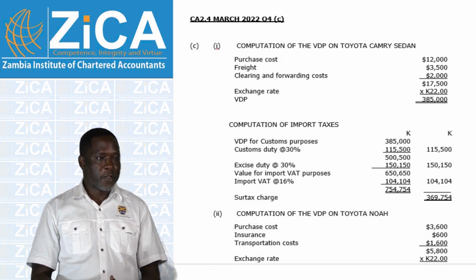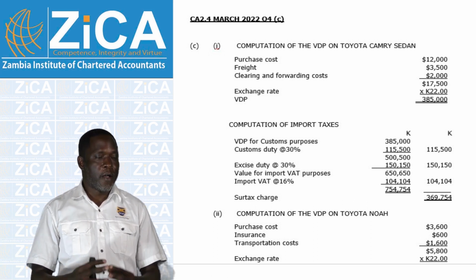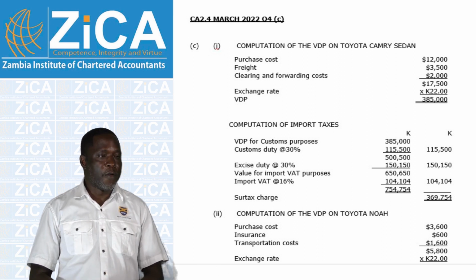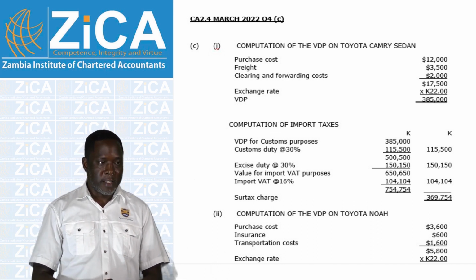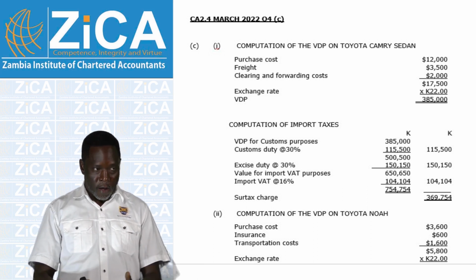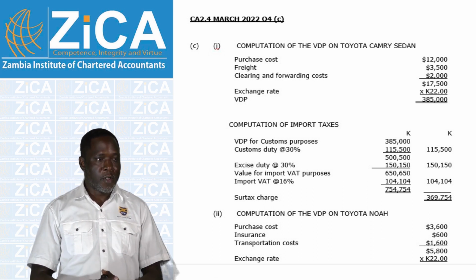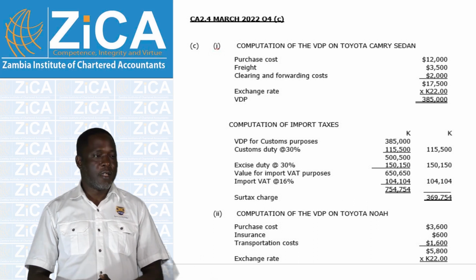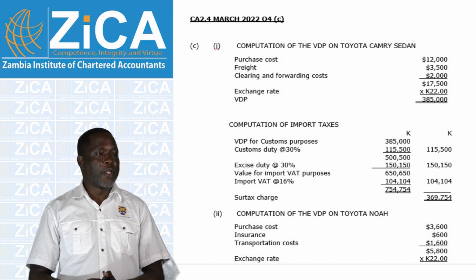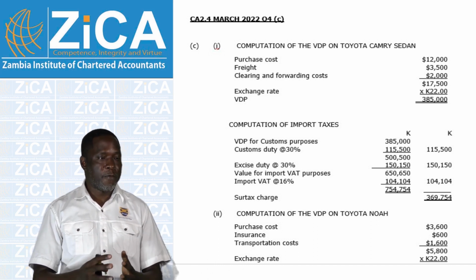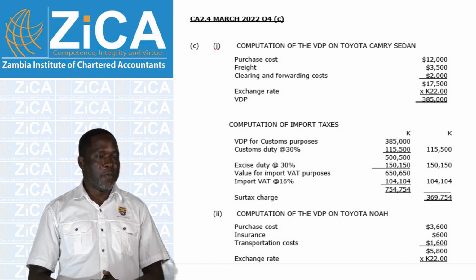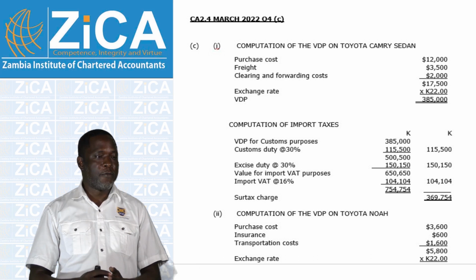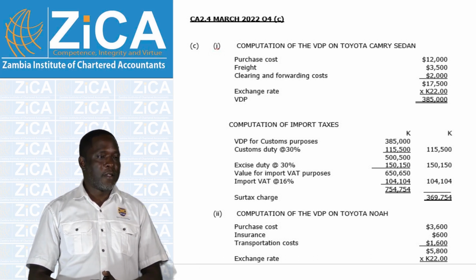As you can see, we started first of all by determining the VDP for the purposes of assessing customs duty, and we found the value of 385,000 in Zambian kwacha. So the next step is now to assess the import duties arising, and we start first with the customs duty. And we have just demonstrated that according to the table for brand new motor vehicles, for this type of motor vehicle, the customs duty is chargeable at 30%. So 30% when we apply it to the VDP for customs purposes of 385,000 gives us 115,500. So we add the customs duty to the VDP for customs purposes, that is 385,000 plus 115,500 kwacha gives us 500,500 kwacha. That is what we use to assess the excise duty.